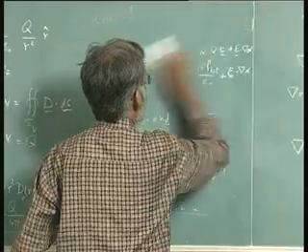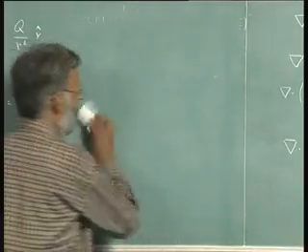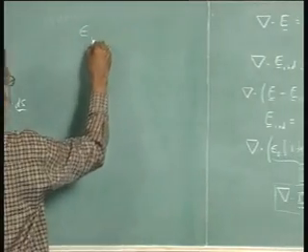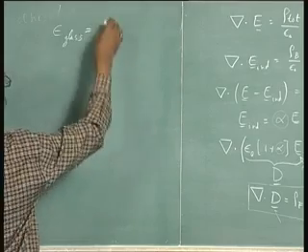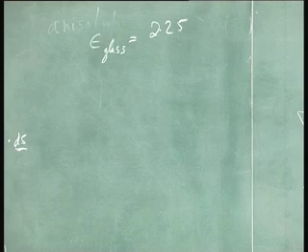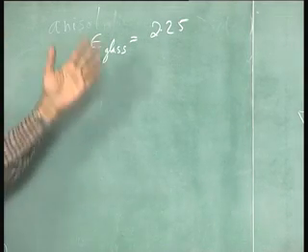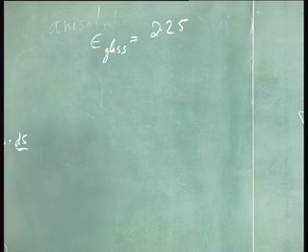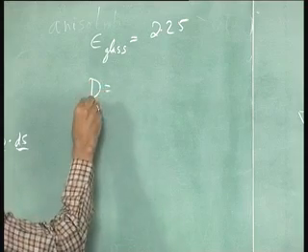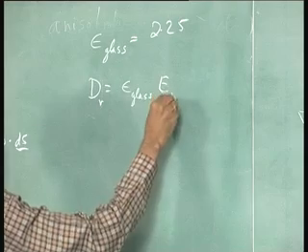Well, I will look up my handbook for the glass and I will find out that this handbook tells me epsilon glass is equal to 2.25, or it could be 2.5, or it could be 3. It is some number. It is written by the manufacturer of the glass. So, in that case, I know that D sub r is equal to epsilon glass E sub r.